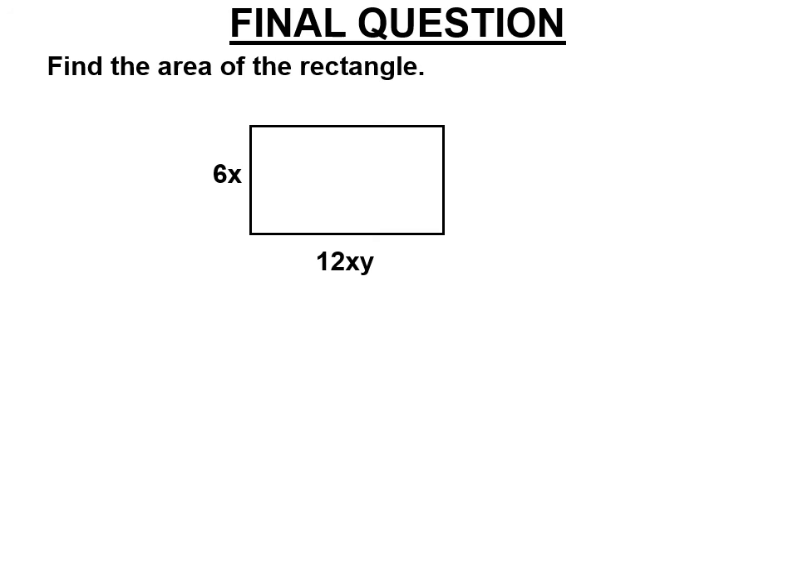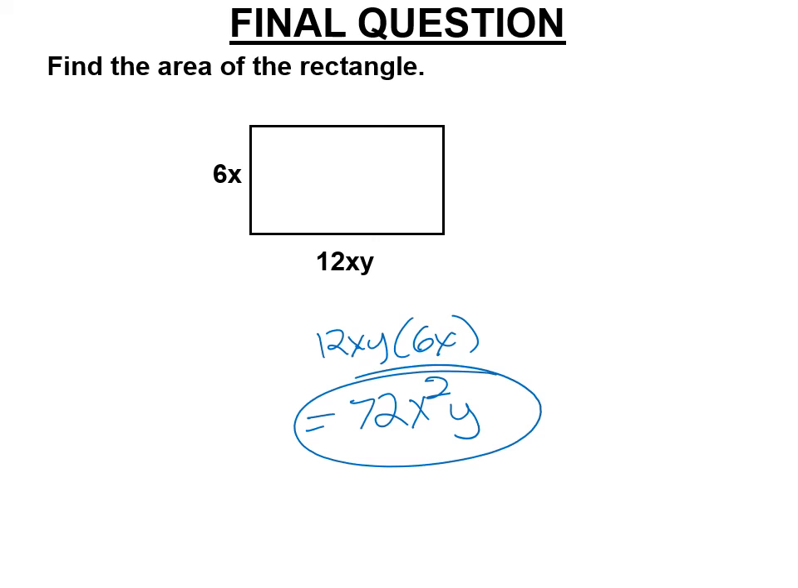So length times width, or 12xy times 6x. 12 times 6, 72. X times x, x squared, and then you bring along the y. And what's going on here is x and y are missing information. But once you know x and y, you'll know that the area of this rectangle is 72 times the missing information for x squared times the missing information for y. Good luck on your homework.